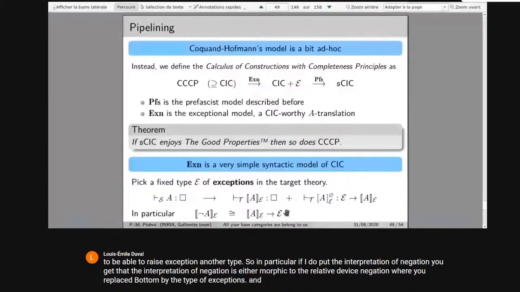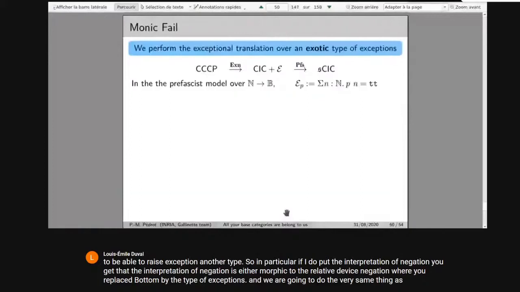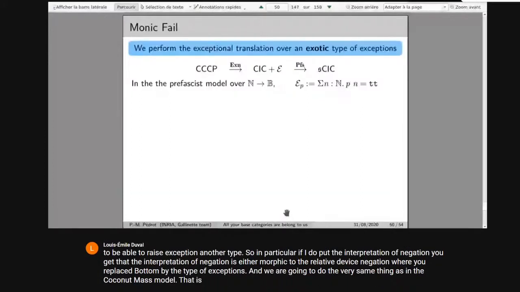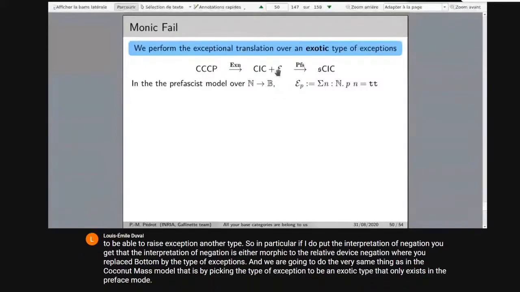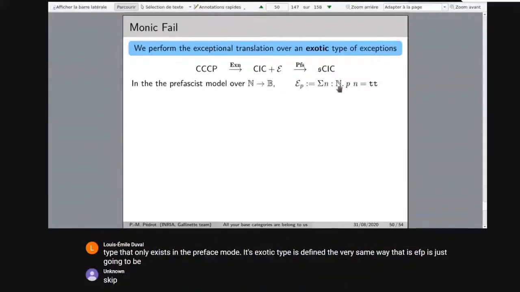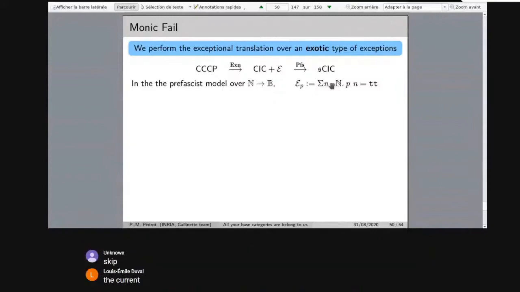And we're going to do the very same thing as in the Cocon-Hoffmans model, that is by picking the type of exception to be an exotic type that only exists in the prefascist model. And this exotic type is defined the very same way, that is, E at P is just going to be: there exists an integer so that the current cell is actually true at that integer.